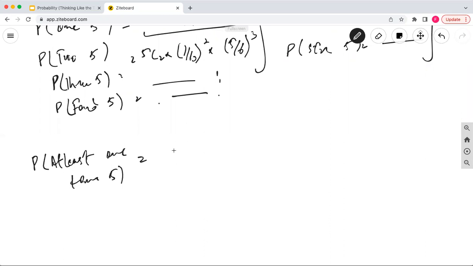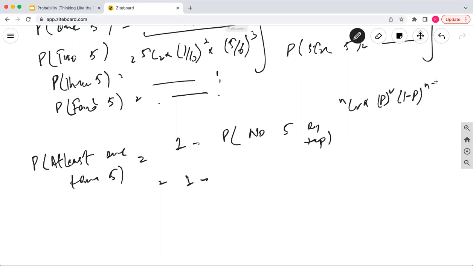That means we can do this as 1 minus the probability of getting no 5 on top, that is, total probability minus that. So that is 1 minus. Now, if I want to use the binomial formula here, how can I use that? nCr into p power r into (1 minus p) power n minus r. In this, what is n? n is equal to 5. What is r now?